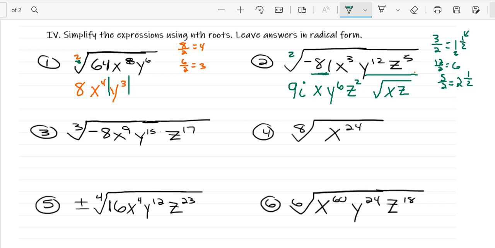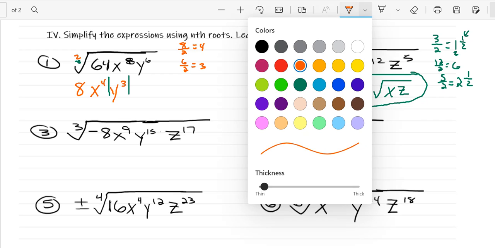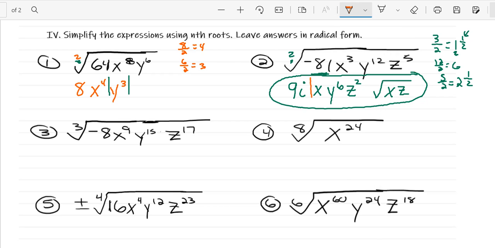Now, we still have to worry about what I said for the first problem. This is an even root, and if we have any odd powers, we want to put absolute values here. So for this one, we do have 1 odd power outside of here. That's the x, so that would require absolute value. Okay, let's move on to number 3.